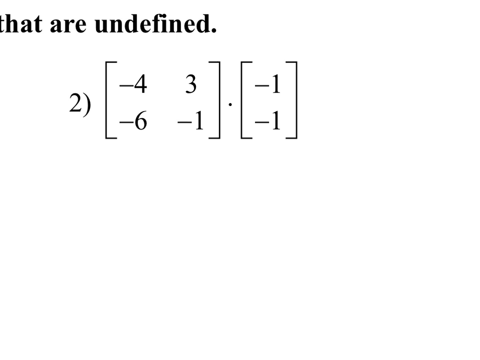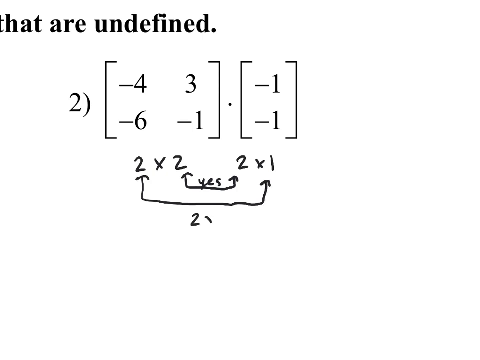What are the dimensions of our first one? 2 by 2. A 2 by 2, with 2 rows and 2 columns. And what about the second one? 2 by 1. A 2 by 1. So can we multiply these together? Yes, because the insides are the same. And what's our result going to be? 2 by 1. A 2 by 1.